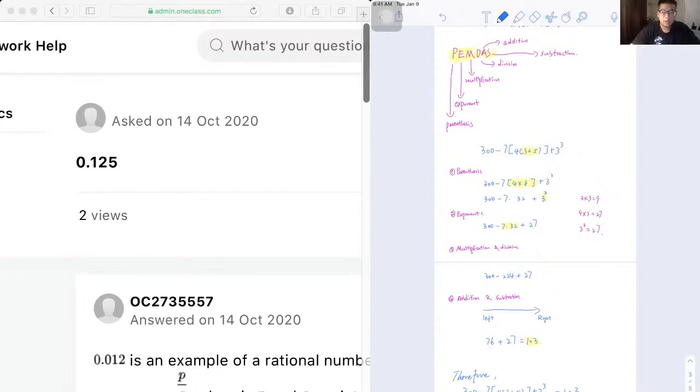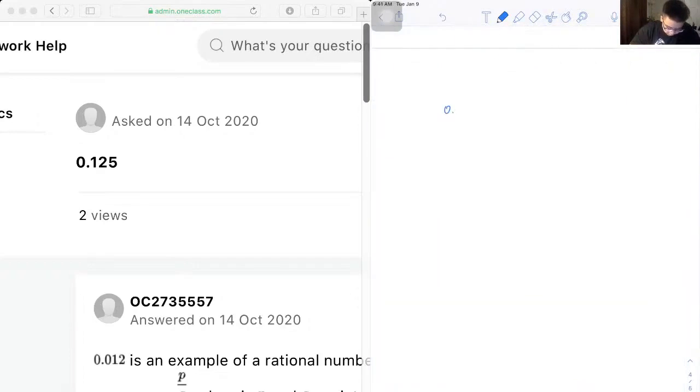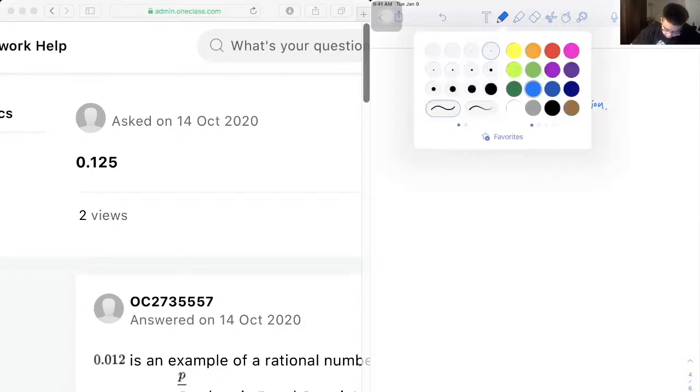Okay, next we have 0.125. And I'm assuming this question is asking us to convert this into a fraction. Okay, so let's see. Let's write it down here.